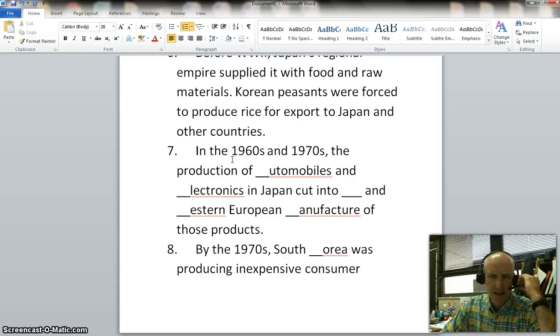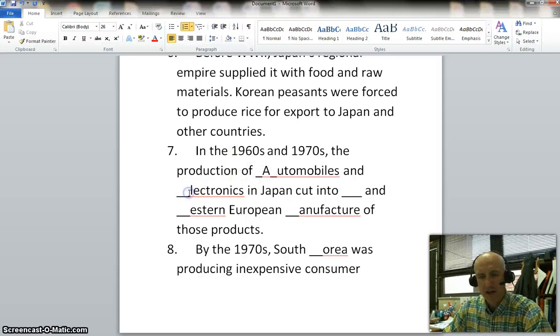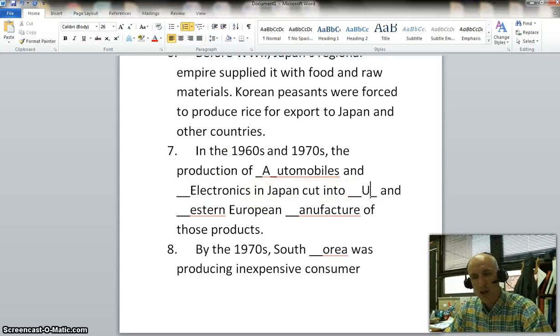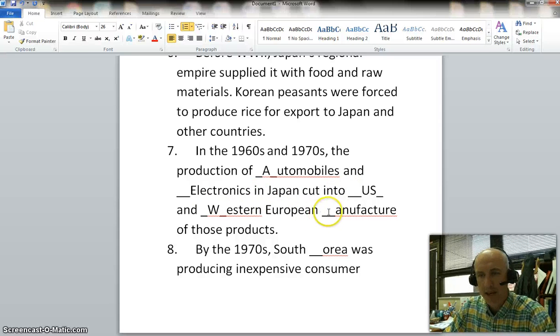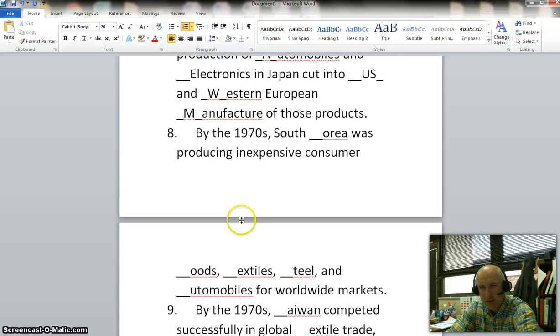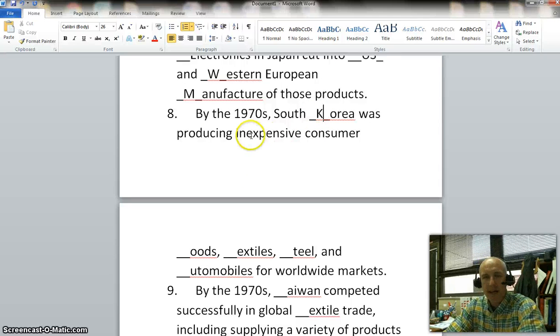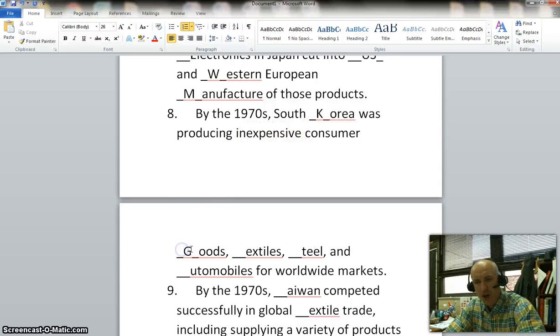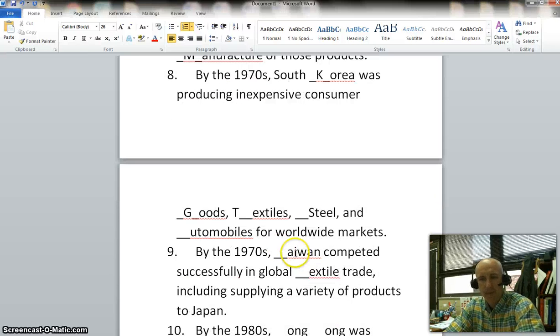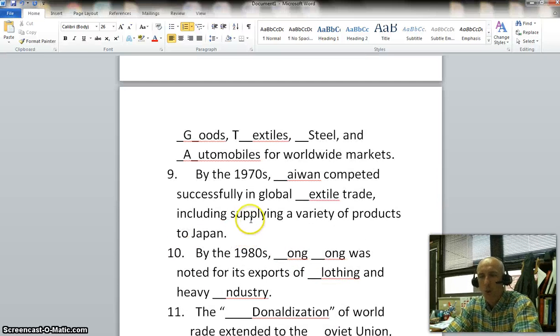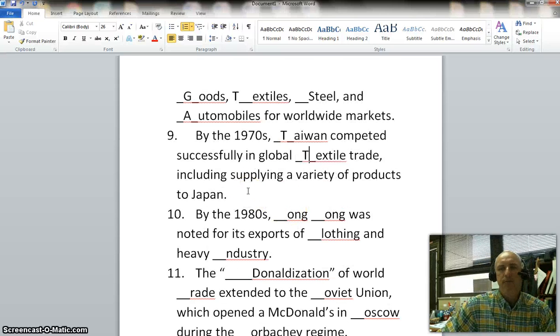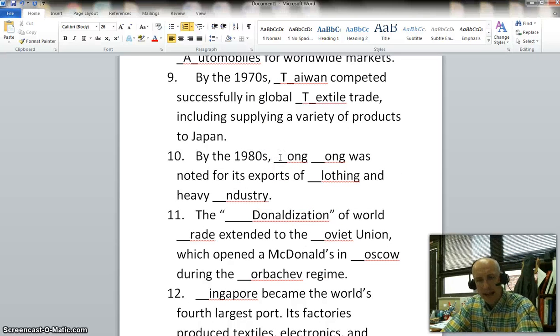In the 1960s and 1970s, the production of automobiles and electronics in Japan cut into U.S. and Western European manufacture of those products. By the 1970s, South Korea was producing inexpensive consumer goods, textiles, steel, and automobiles for worldwide markets. By the 1970s, Taiwan competed successfully in global textile trade, including supplying a variety of products to Japan. By the 1980s, Hong Kong was noted for its exports of clothing and heavy industry.